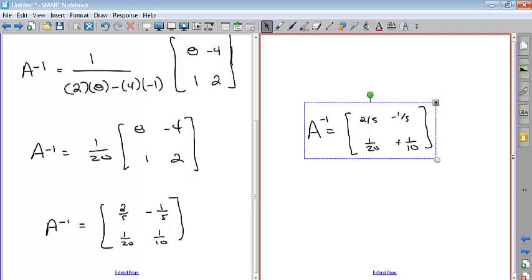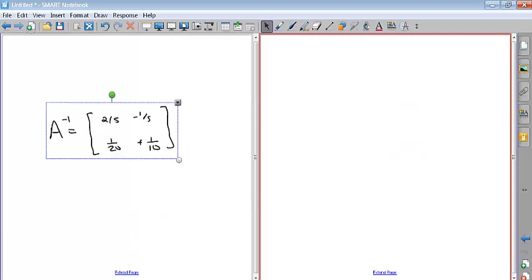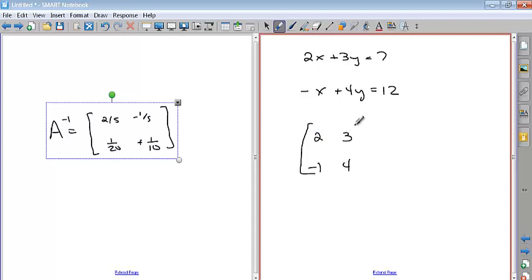And I guess the final thing is, if you want to solve a system of linear equations other than using the augmented matrix, let's just start with a linear equation. So we'll start with 2x plus 3y equals 7, and negative x plus 4y equals 12. If you create a matrix out of that, you'll get 2, 3, negative 1, 4. So that's my coefficient matrix. Then I have my unknown matrix, x and y. And on the right-hand side, I have 7 and 12.